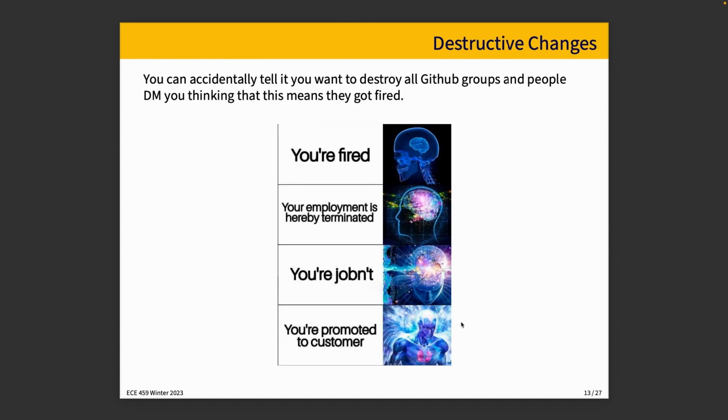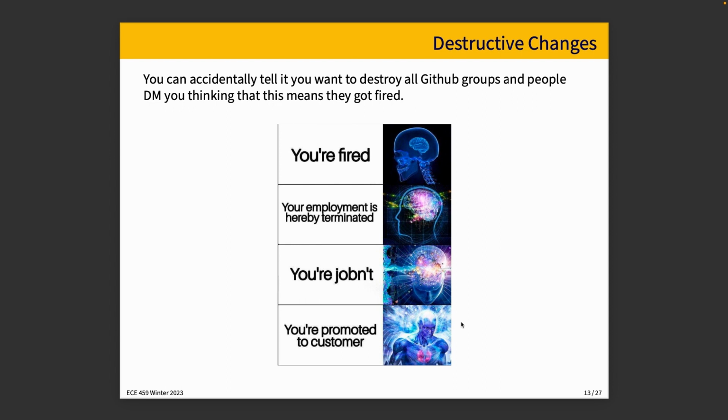You can accidentally tell it that you want to destroy all GitHub groups and it will gladly carry it out. This has the side effect, and this actually happened to me, of causing some people to message you on Slack in a panic, thinking that the removal of their GitHub access is actually a sign that they are being fired. They were not. That's not what happened, but I see why they were worried.